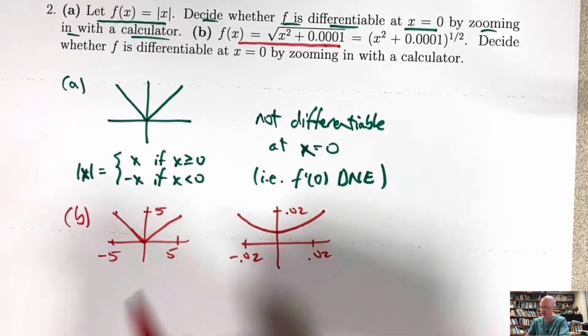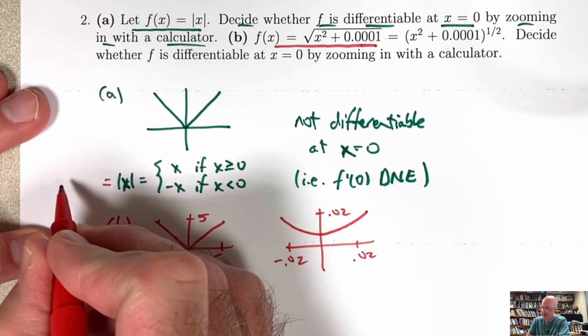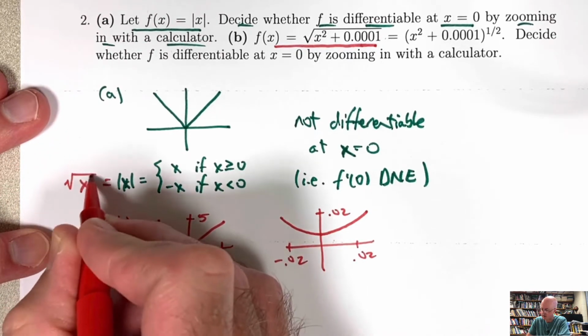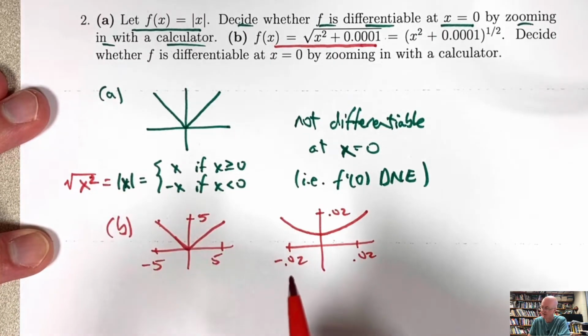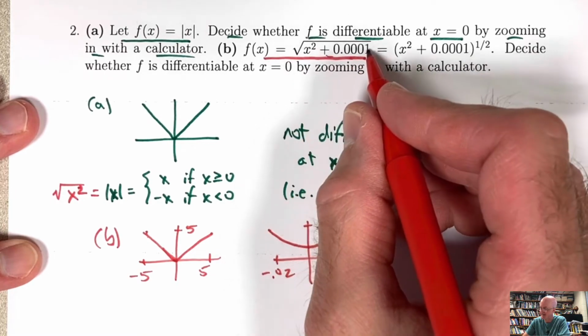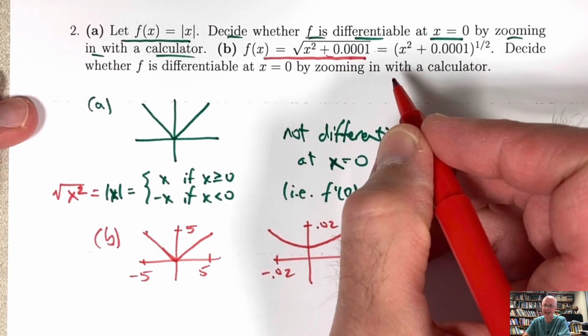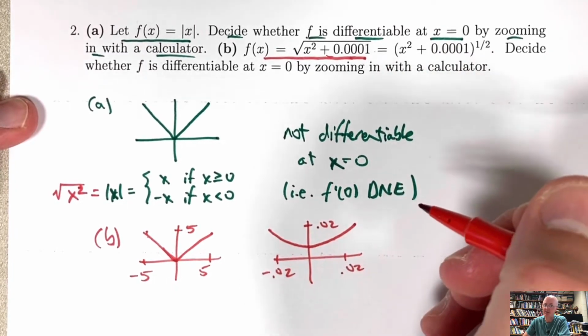Why did it look so much like the absolute value function to begin with? Actually, because the absolute value function can be defined as the square root of x squared. You can check that out. Try plugging different numbers in for x, and you'll see that these are always equal. And this is very close to the square root of x squared. It just differs by adding this 0.0001 in it. And that's enough to make the corner go away when you zoom in far enough.